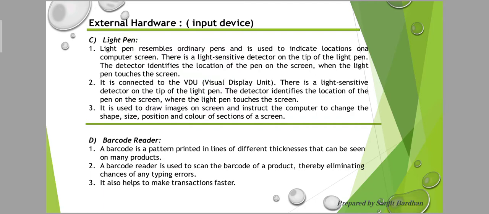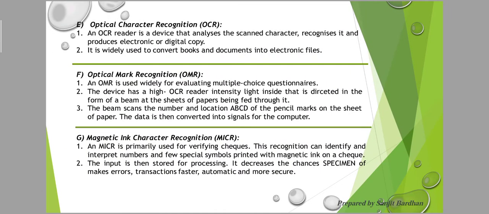Okay, next is optical character recognition, that means OCR. OCR is a device that analyzes the scanned character, recognizes it and produces an electronic or digital copy. That means if we want to convert a document into a PDF, we can capture the image of a book and then it is converted into electronic files. Okay, that is the use of OCR. It is widely used to convert books and documents into electronic files. This is the main use of OCR.